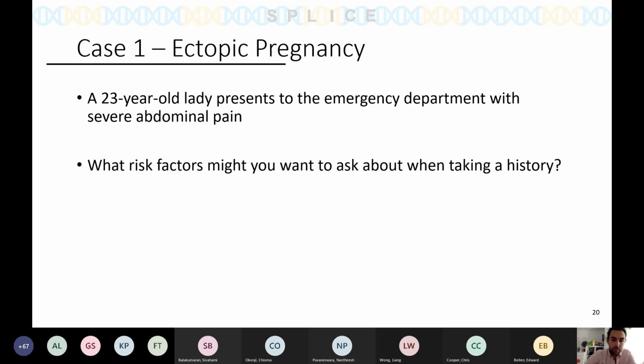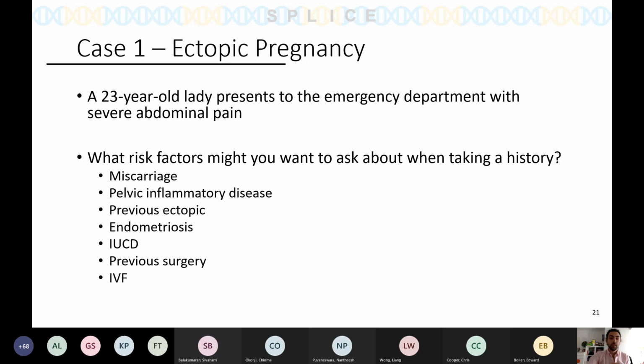Okay, so just a bit of focused history, targeted questions. What risk factors might you want to ask about when taking a history for ectopic pregnancies? Yeah, previous pelvic inflammatory disease, endometriosis, IVF, coil, yeah, good. Tubal surgery, nice. Well done, guys. So they're basically what I thought of as well.